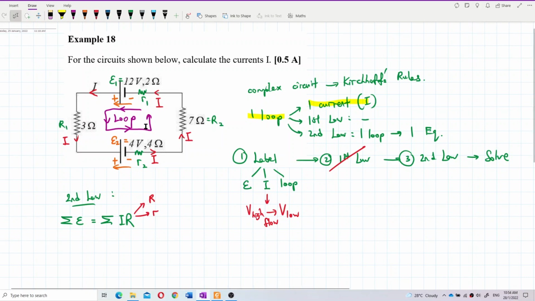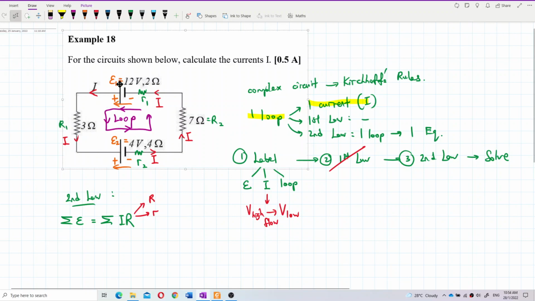And then over here it is directed upward. Now let's look at total E. How many EMF do we have in these equations? How many EMF directions do we have in this loop? There's only two batteries, right? So we have two EMF.